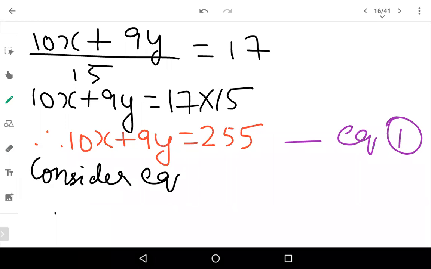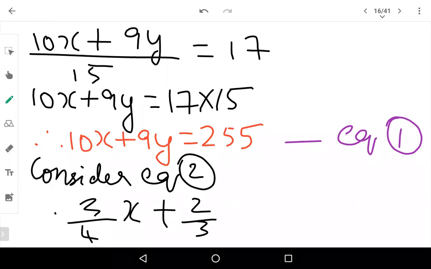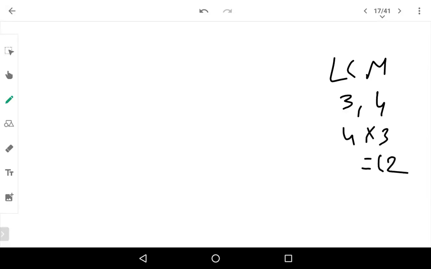Consider equation 2. What is equation 2? 3/4 x plus 2/3 y is equal to 19. Okay. Now here we have to take the LCM of 3 and 4. Again, they are not multiples of each other. So 4 threes are 12. 12 will be the LCM.